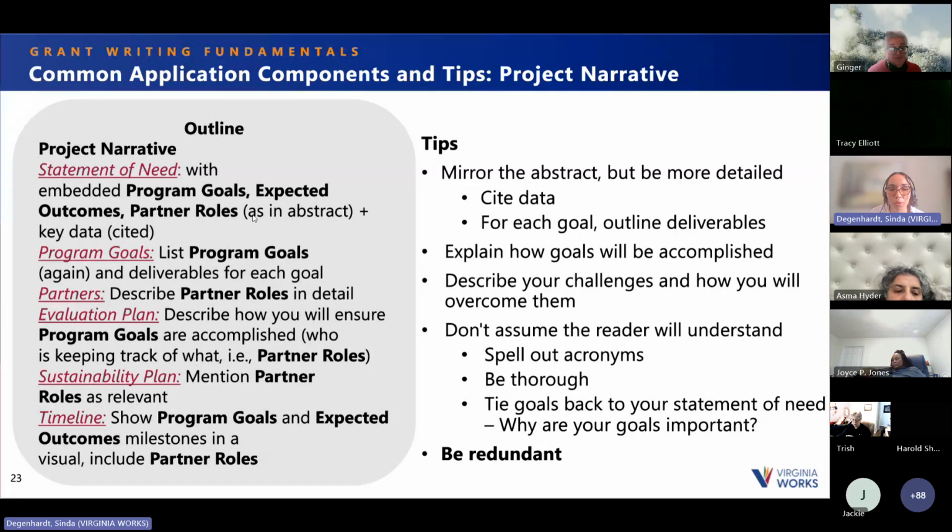Your program goals, your expected outcomes, your partner roles are repeated in different components of the project narrative, but relative to that section. So in your statement of need, you embed your statement of need with your program goals, your expected outcomes, your partner roles. In the program goals section, of course, you describe your program goals again and your deliverables for each goal. The reason it's structured this way is so that the reviewer can just go to your program goals section and have a list of what your program goals are.